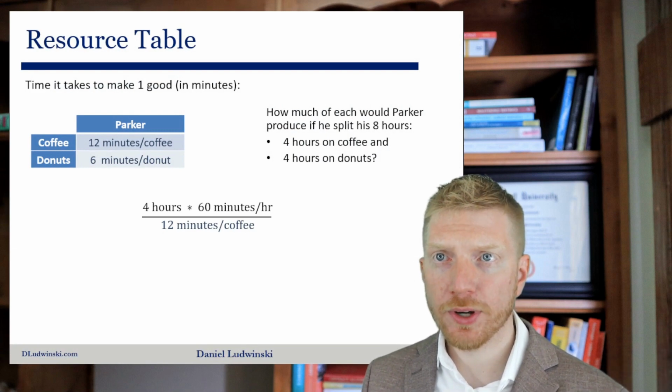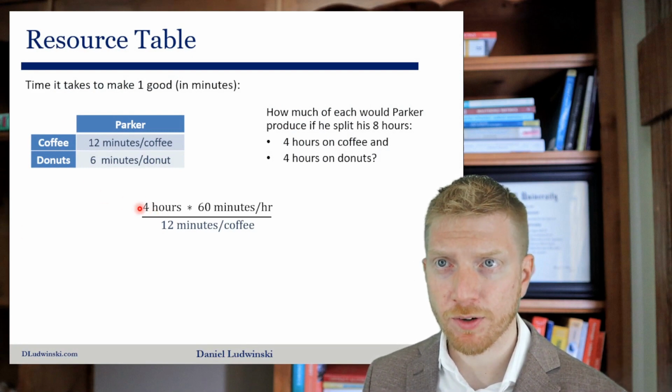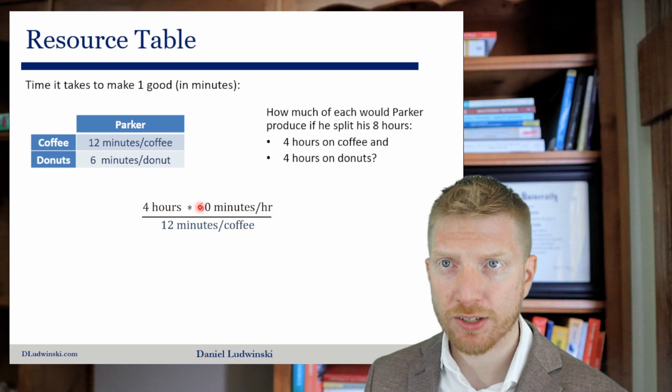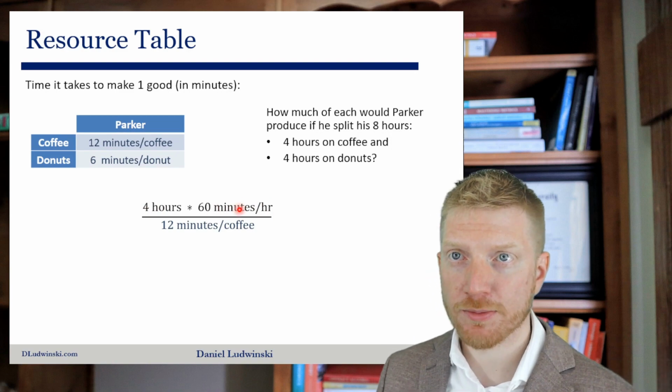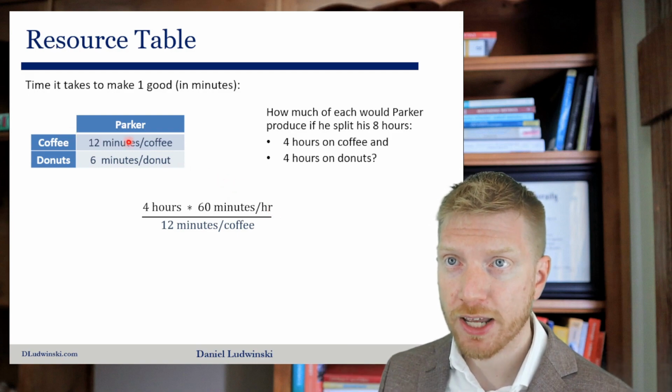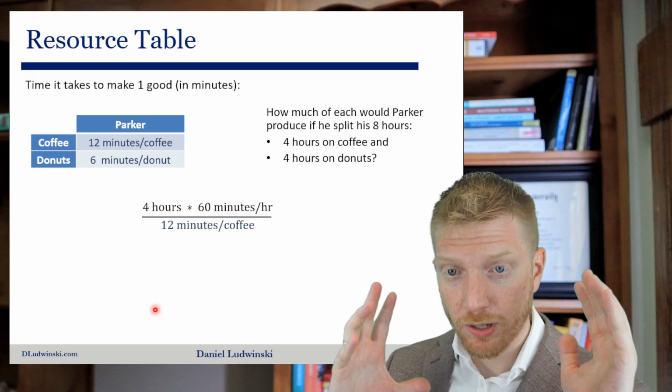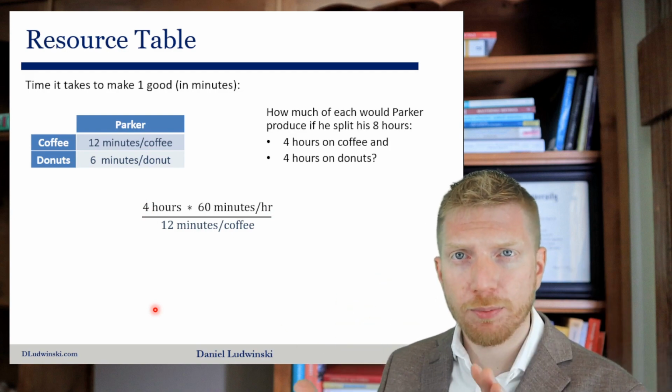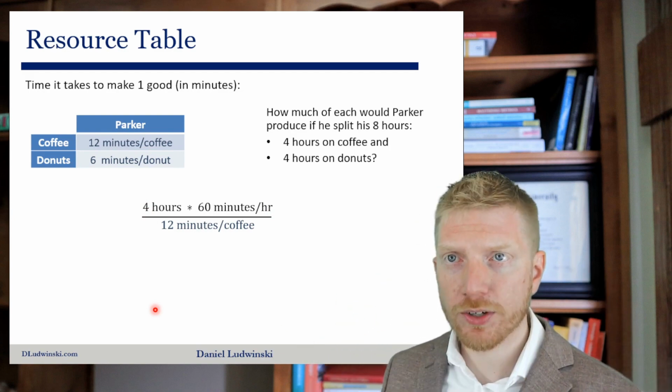So what we can do here is we have our 4 hours. We are converting it to minutes by multiplying by 60 minutes per hour. I'm emphasizing units here. And we're taking the 12 minutes per coffee and dividing. Now, sometimes it's hard to remember, should I multiply or should I divide? And if we do this here, we're going to get 20 cups of coffee.